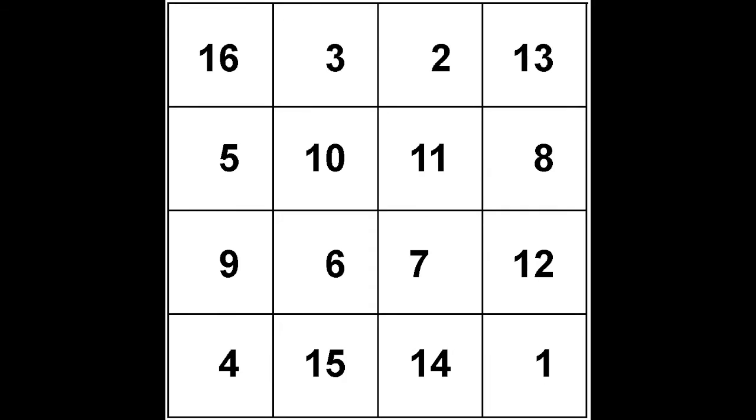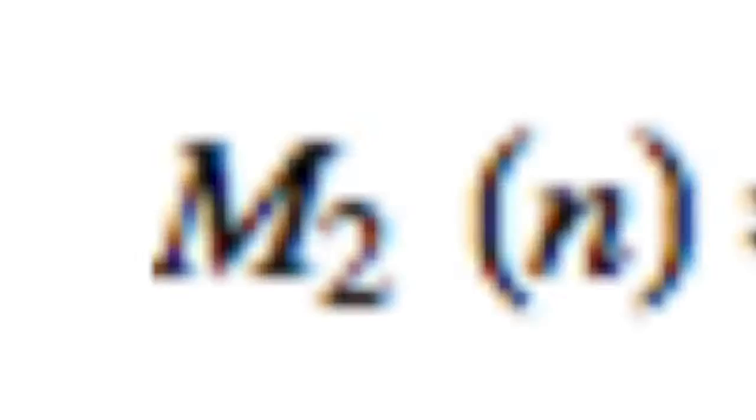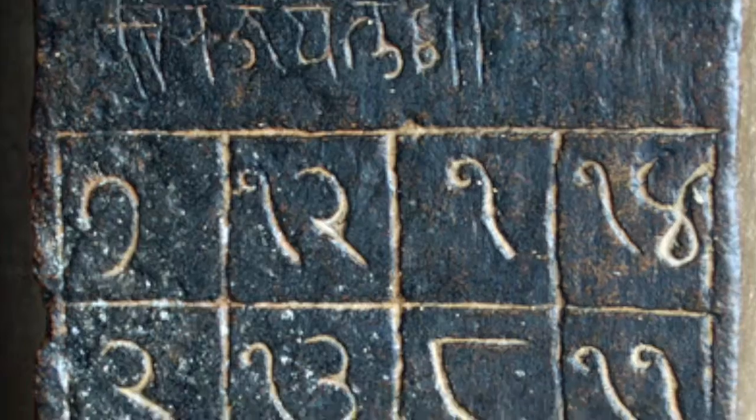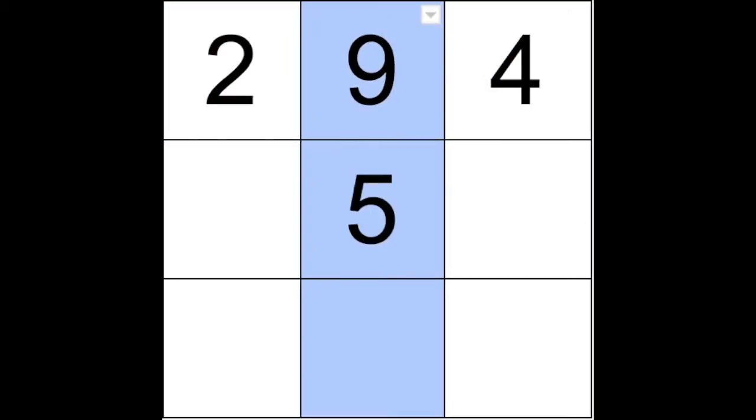In conclusion, a magic square is a square with all rows, columns, and diagonals that share the same sum, called the magic constant. It originated as far back as 2200 BC.